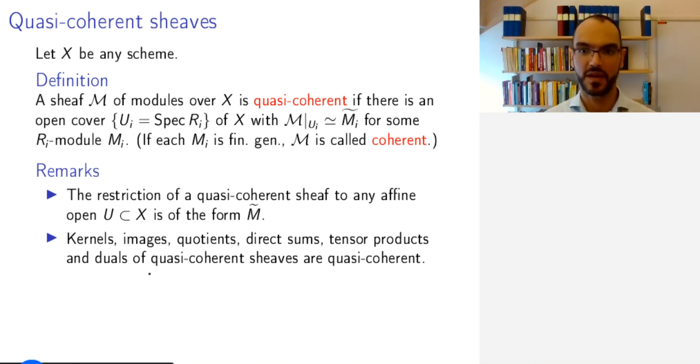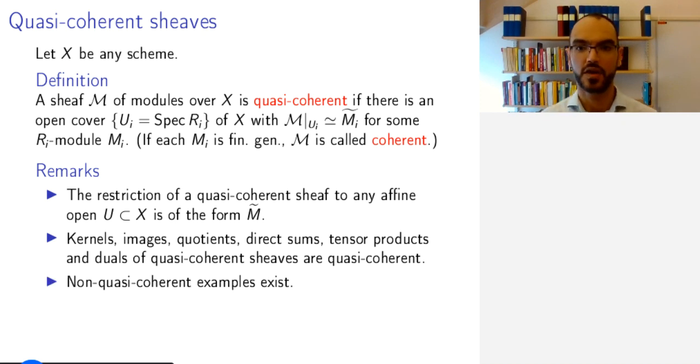So in the affine case, the previous slide shows exactly that not only is, say, the kernel of the map quasi-coherent, but you should see exactly what it is. And by gluing this, you get the same result for a general scheme. Also, there are examples of non-quasi-coherent sheaves of modules. One small example is the following.